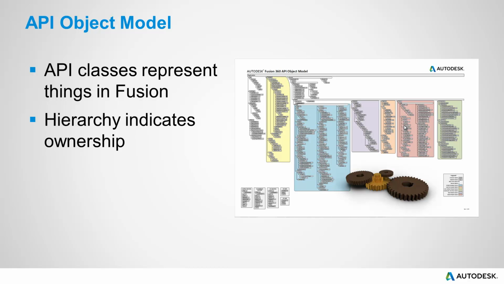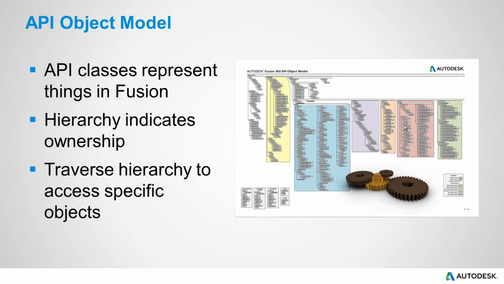And so to get to specific objects, I have to traverse this hierarchy to get to the specific feature or sketch line or whatever that I want to access and work with. And we'll see this in action in just a minute.